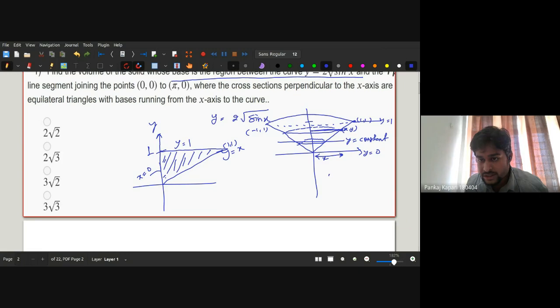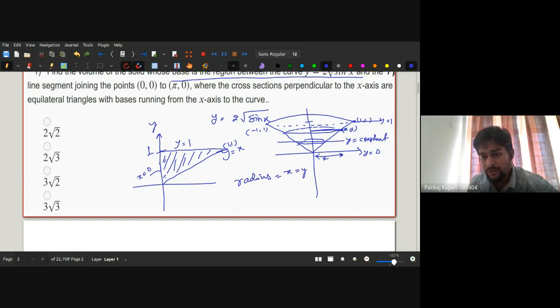So the radius is x, but that is a function of y. This line y equals x, we can treat it both as a function of x or a function of y. It depends on which variable you choose as the independent variable. So here the radius is x unit, but that x depends on y.